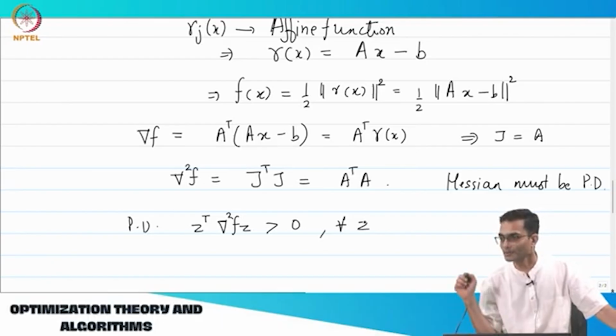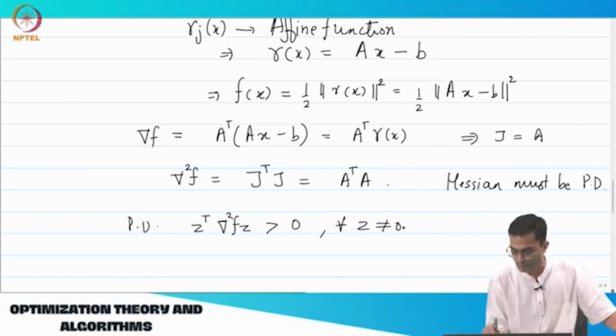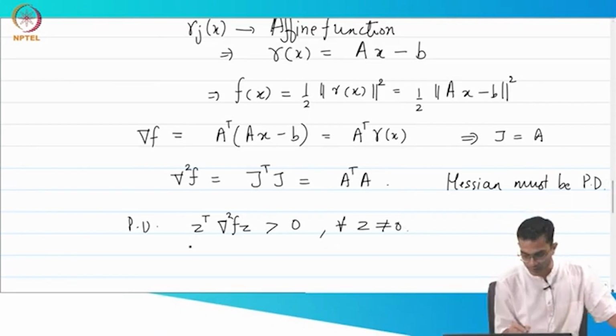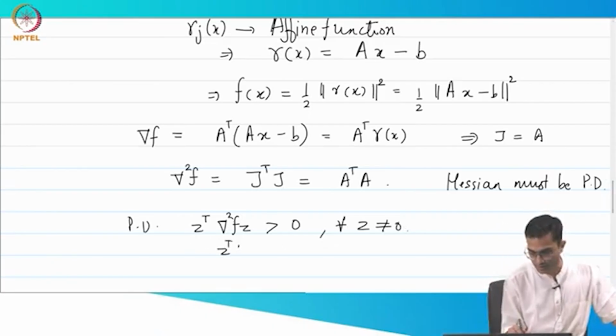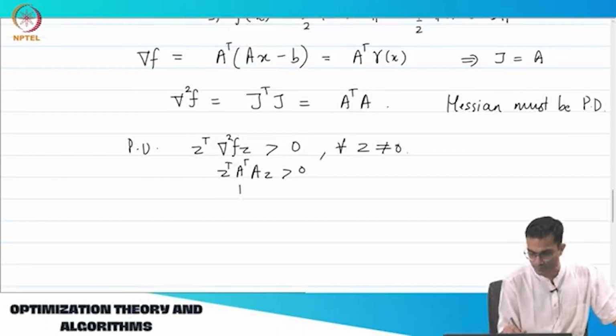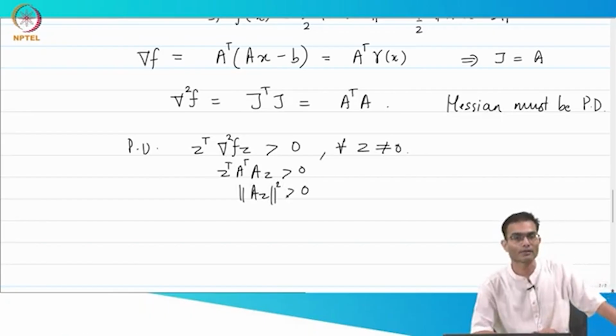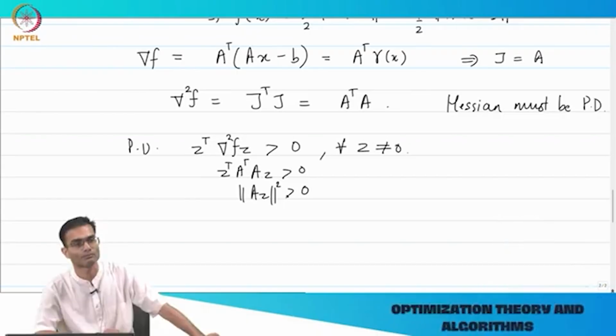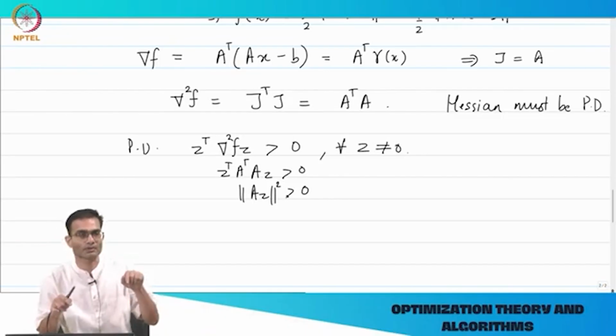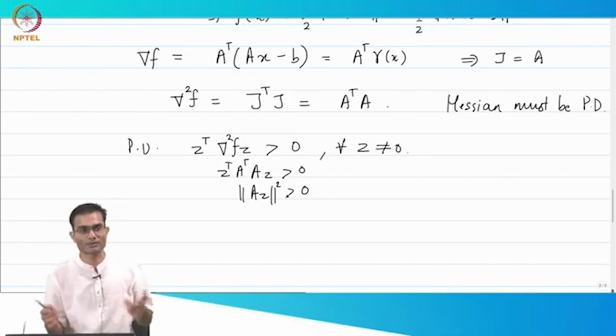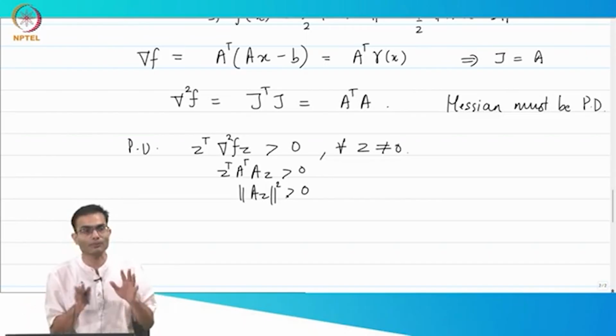Let's make it even more precise. There's one more thing, not equal to 0. This is the precise statement. Now this becomes Z transpose A transpose A Z should be greater than 0, and this becomes norm of AZ squared greater than 0. Now if the columns of A are linearly dependent, then there will exist a non-trivial Z for which A into Z is going to give me the 0 vector. So it will be positive semi-definite. So this expression is always positive semi-definite, it's not positive definite.